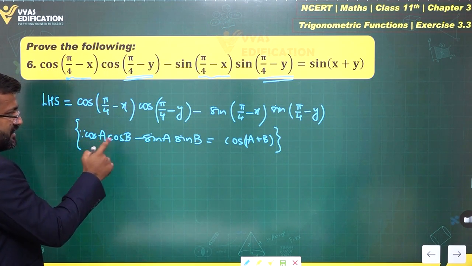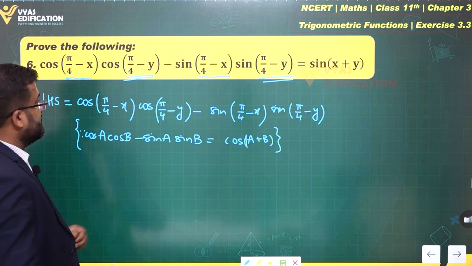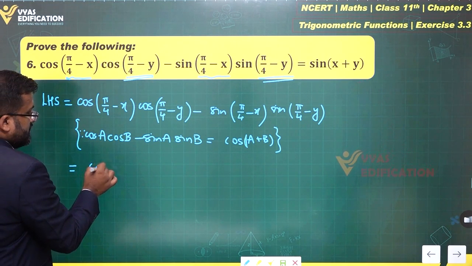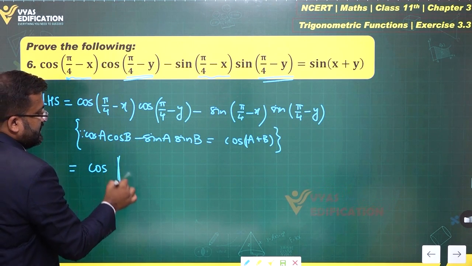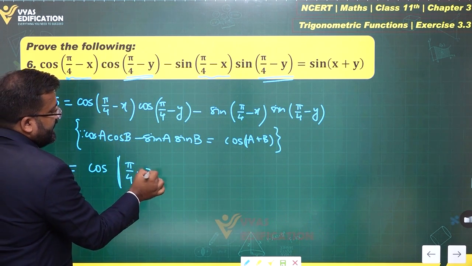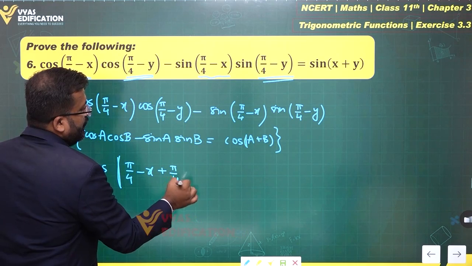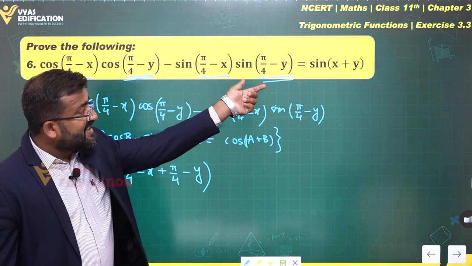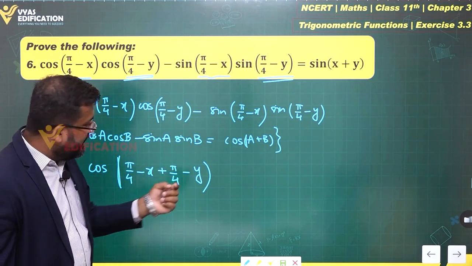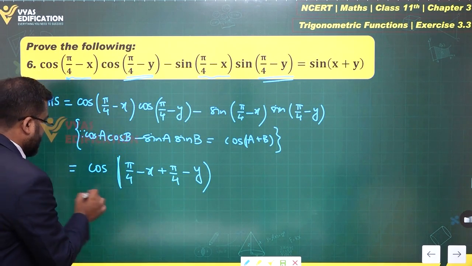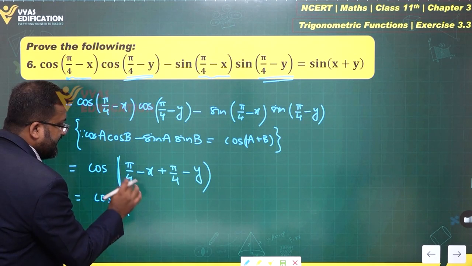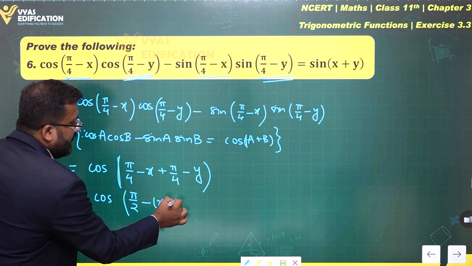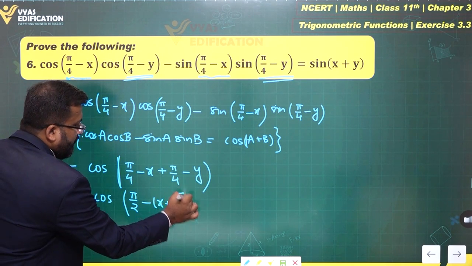Since cos A, cos B minus sine A, sine B is equal to cos of A plus B, this LHS becomes equal to cos of the sum of these two angles. What is that? Pi by 4 minus x plus pi by 4 minus y. This is what you get. Have we reached that final stage? No, we needed a single sine. We have arrived at a single cos, but you may observe that this can be simplified very easily now. Pi by 4 plus pi by 4 is pi by 2 minus of x plus y. This is what you have over here, right?